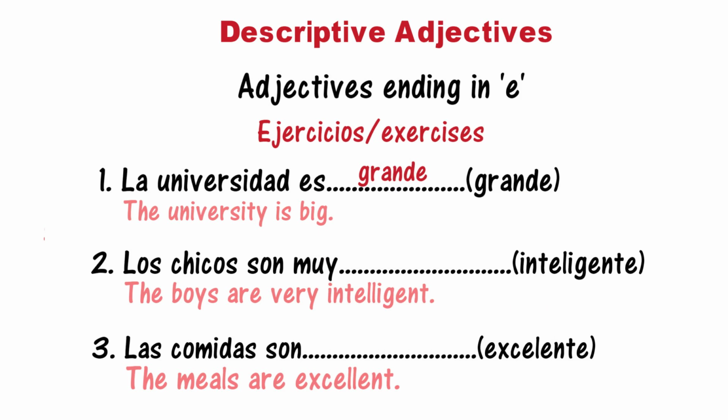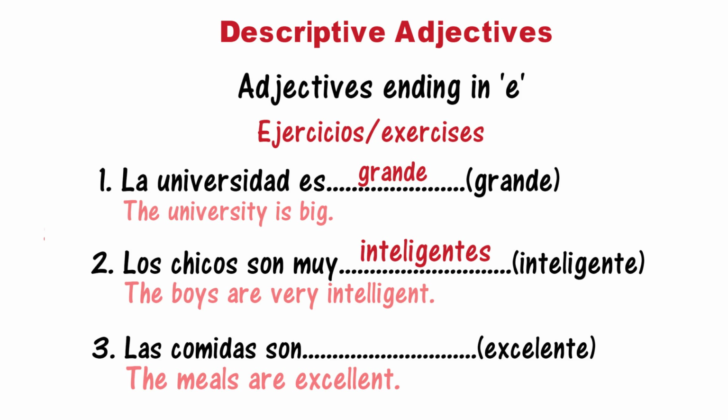The second sentence says los chicos son muy, and our adjective here is inteligente. And so the answer becomes los chicos son muy inteligentes. The noun here, los chicos, is plural. So you add s to the adjective inteligente to become inteligentes. So we have los chicos son muy inteligentes. The boys are very intelligent.